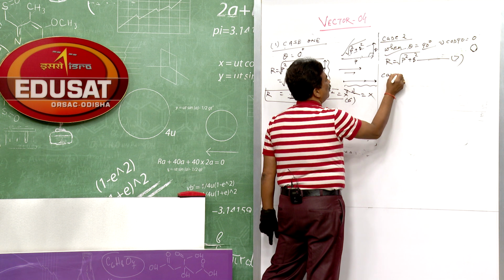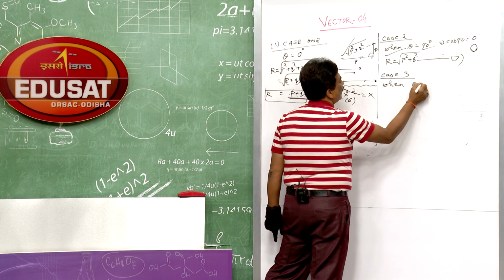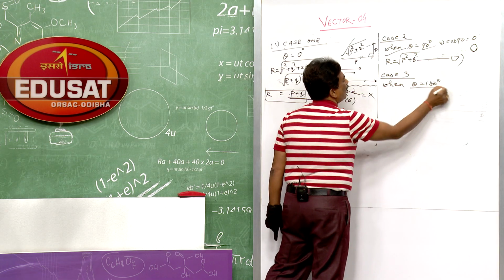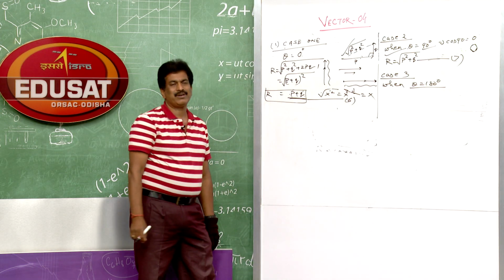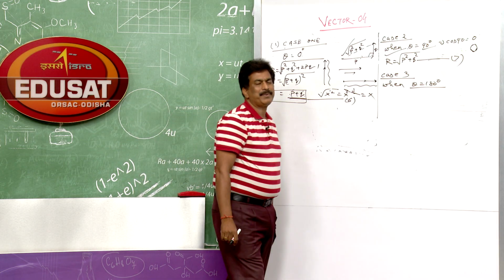Then if we go for case 3, when theta is equal to 180 degree. Sir, what is the meaning of the 180 degree? When they are opposite. Sir, how will one be the opposite?